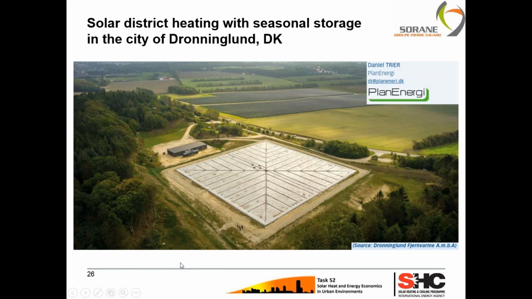First, the solar district heating with seasonal storage in the city of Dronninglund, Denmark. In Denmark, there are traditional district heating networks, with heat production in the suburb, and the heat is distributed in the city. You can see here in this example a huge amount of solar collectors connected to a big water tank, so that 50% of the need is covered with solar energy.